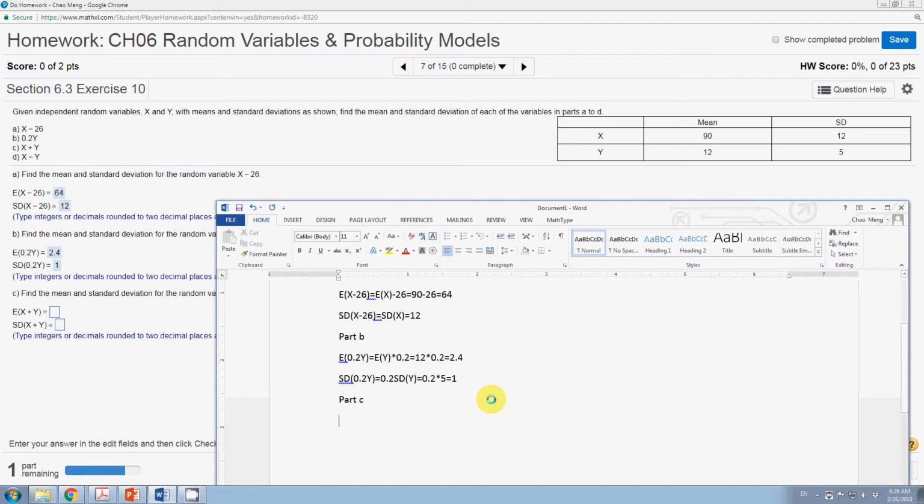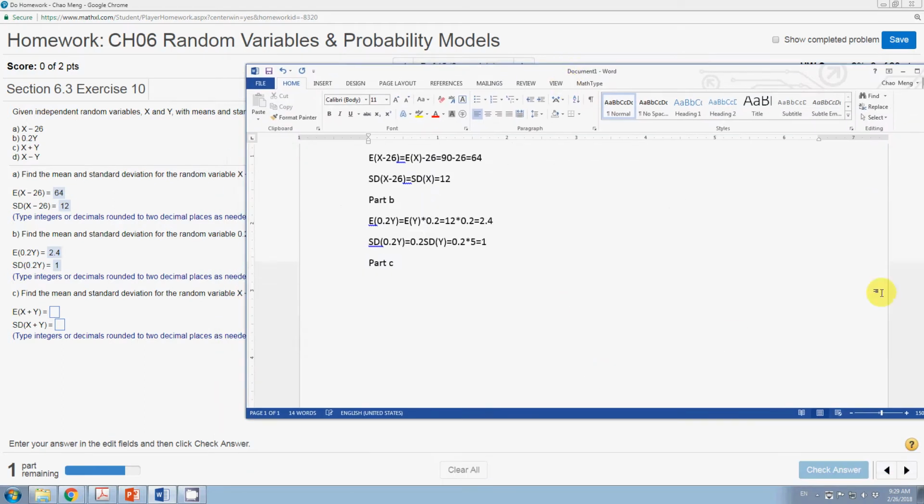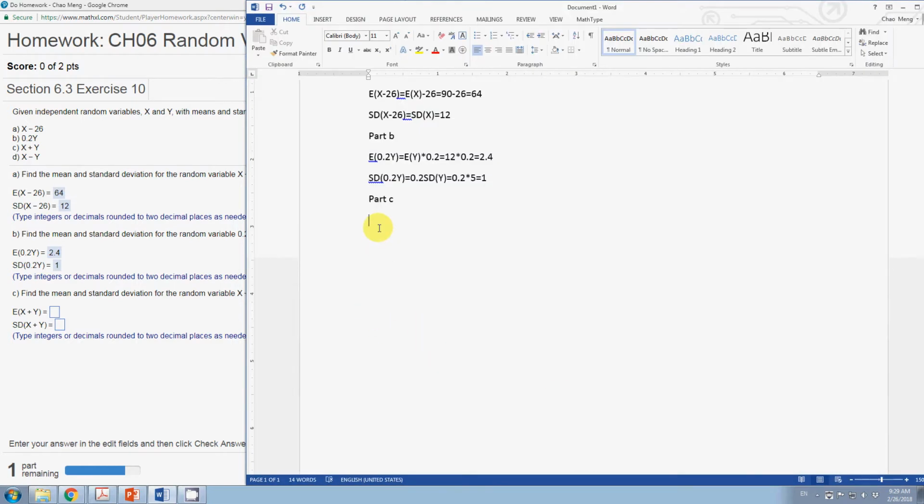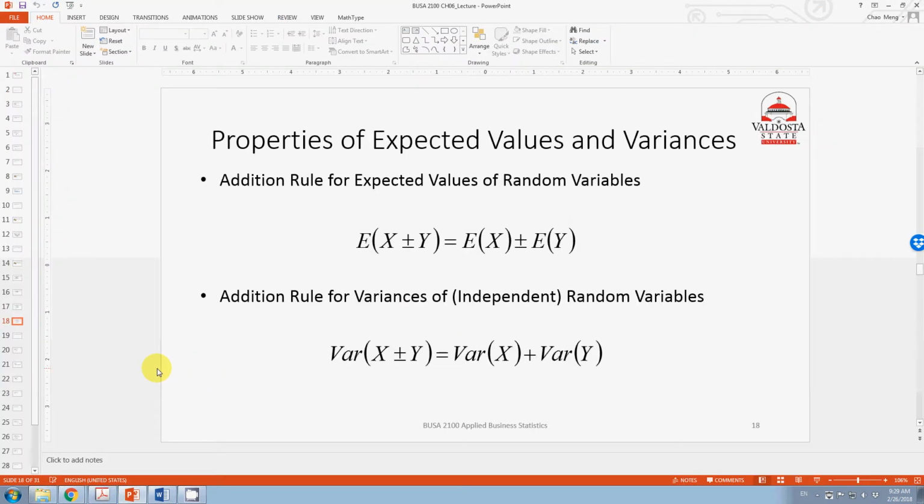Okay, now we have two random variables, x and y. So the expected value of x plus y. Okay, so let's go to the slide. Do we have a property for that? Yes, we have the property for that. The expected value of random variable x plus or minus y is equal to the expected value of x plus or minus the expected value of y. So let's use this property.